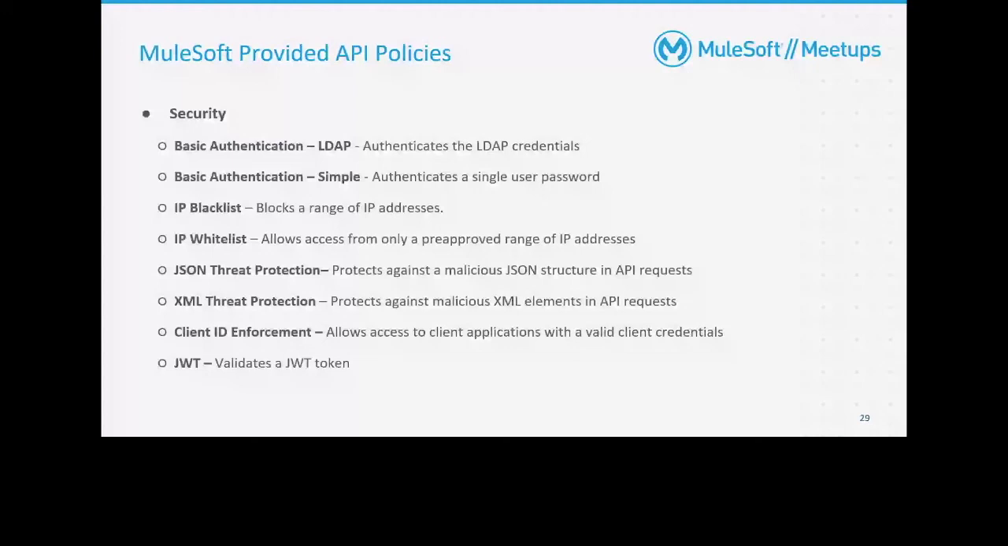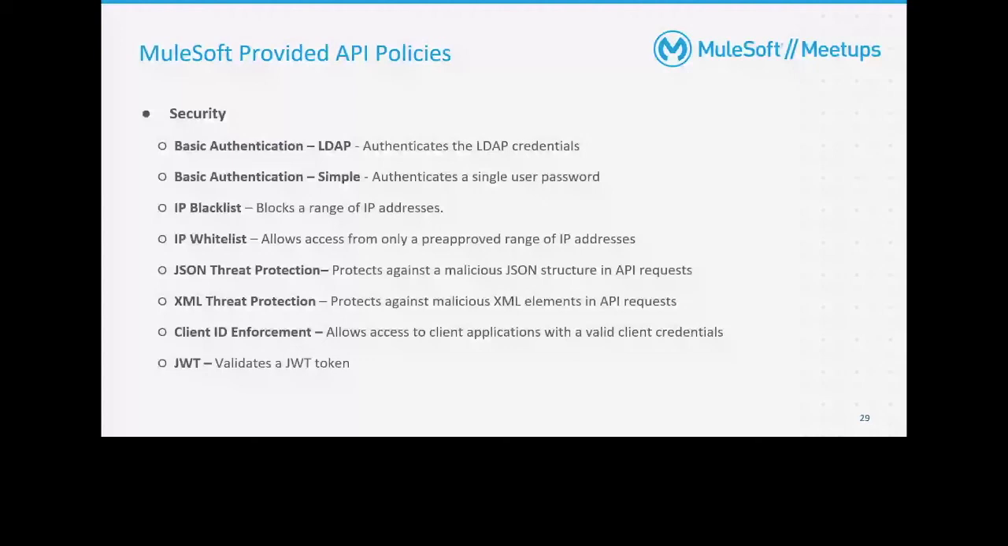So security policies are for basic authentication that would authenticate LDAP credentials. Then you have single user password, IP whitelisting, blacklisting, again, very common ones. JSON threat protection will be a policy where you're dealing with JSON data in your API request. So to limit any sort of attack through a JSON payload, this policy can be used.